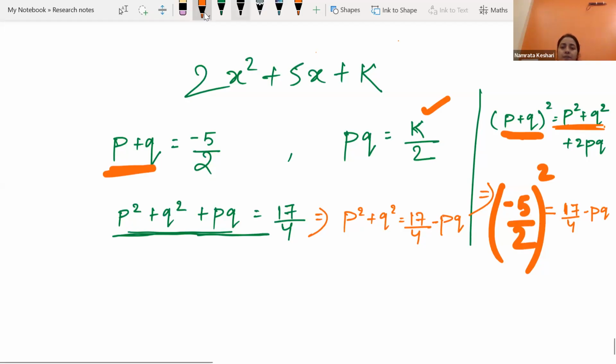Right? Or for pq, we could just take c by a, and then we can find k from that. But how can you take whole square? Because p square plus q square is not p plus q whole square, right? See, p plus q, equation number 1, is given as a minus 5/2, right, Maha?